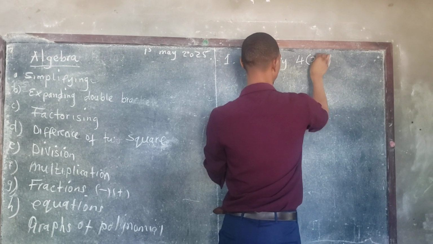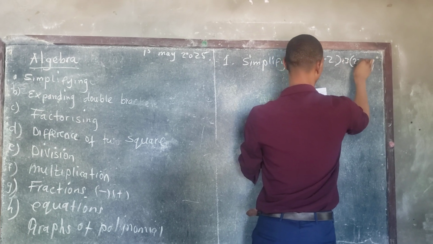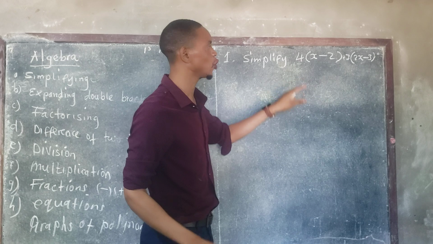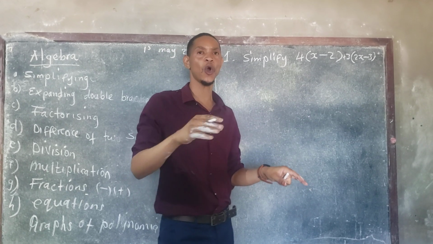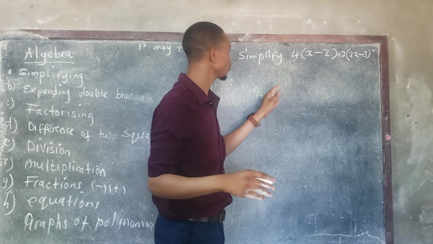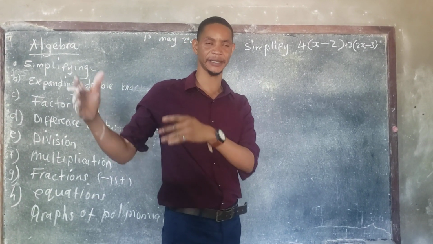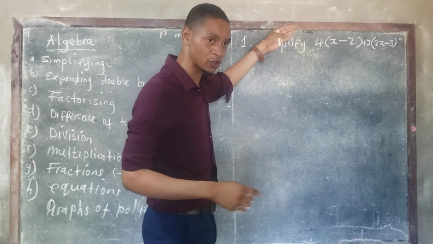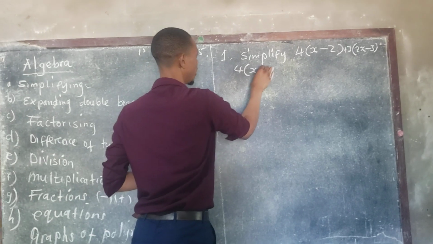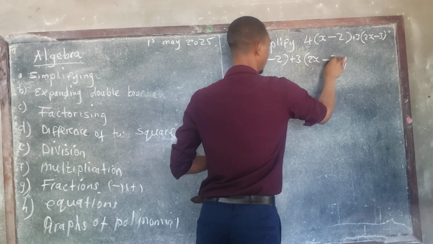4(x - 2) + 3(2x - 3). This problem has to do with signs. You need to know how to multiply signs, add signs and subtract signs. You also need to know how to group the like terms together and the unlike terms. So let me write that expression as 4(x - 2) + 3(2x - 3).